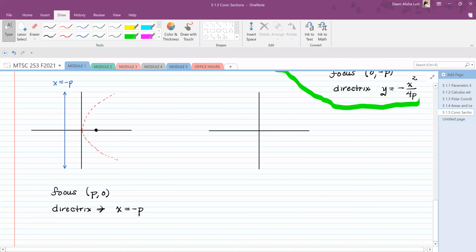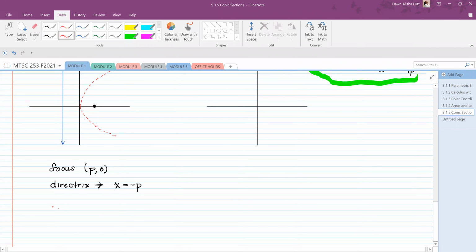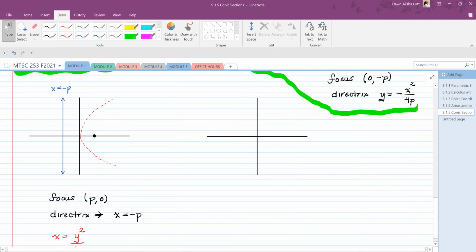And its equation is going to be x is equal to y squared over 4p. And then I can have a focus there, and I can have a directrix here. I like my directrix to be blue.